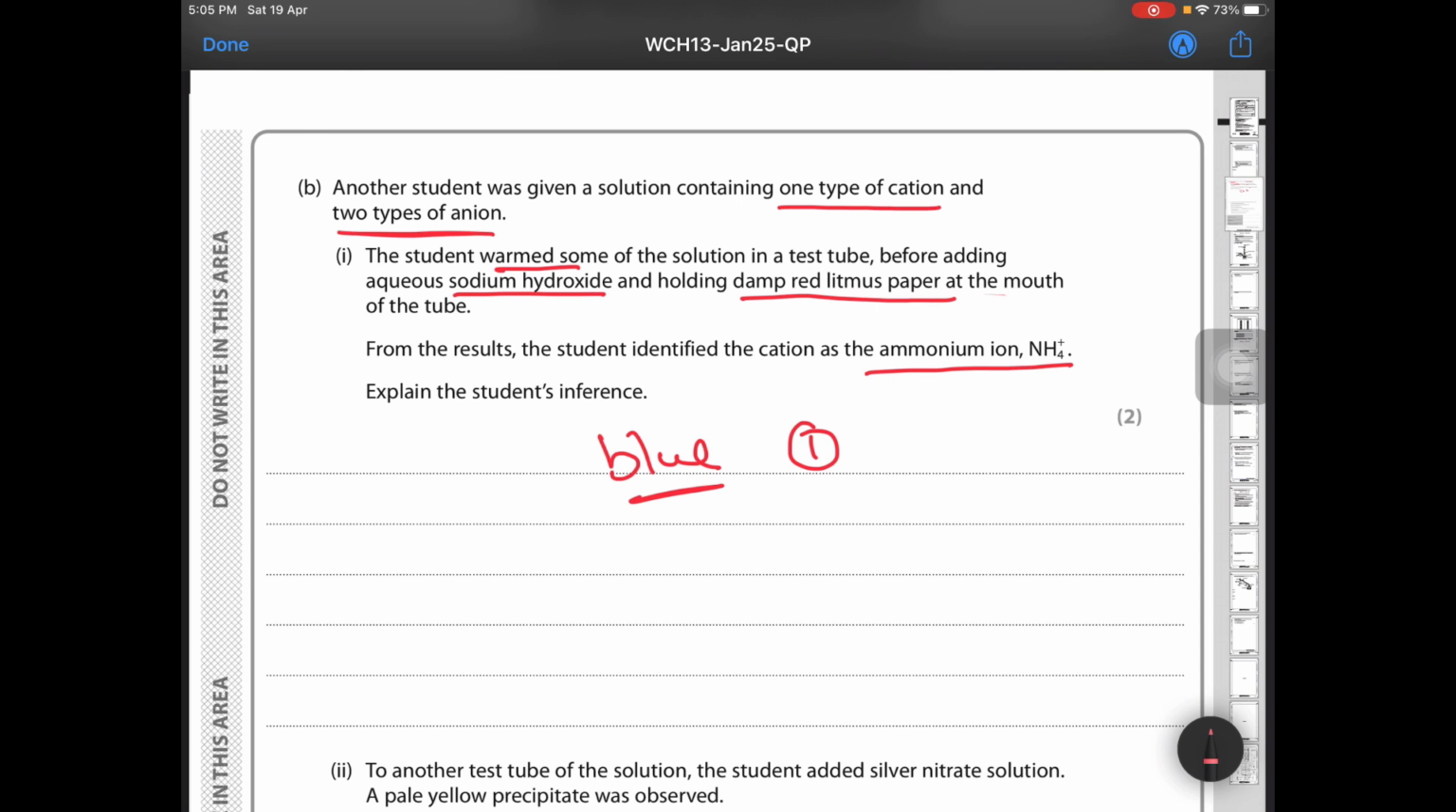And why is it turning blue? Because of the formation of NH3, ammonia gas. Clear? Ammonia gas will always be produced if ammonium ions are present. And the confirmation test is damp red litmus paper. The litmus paper will turn blue.